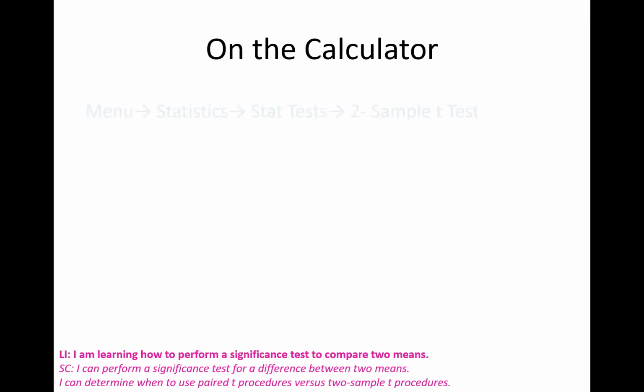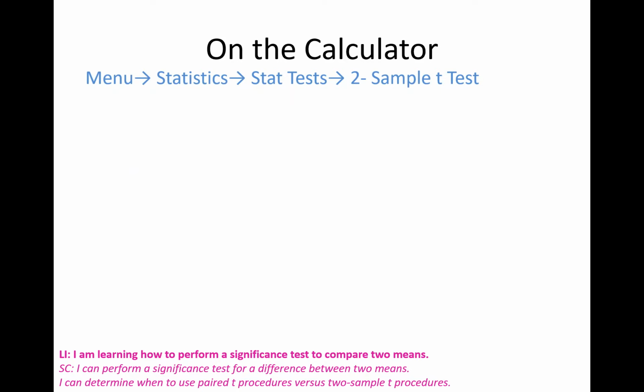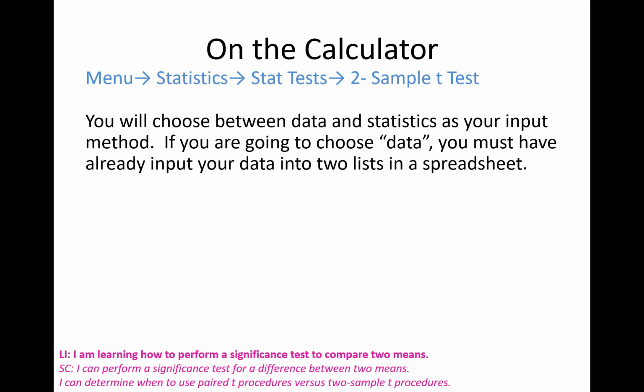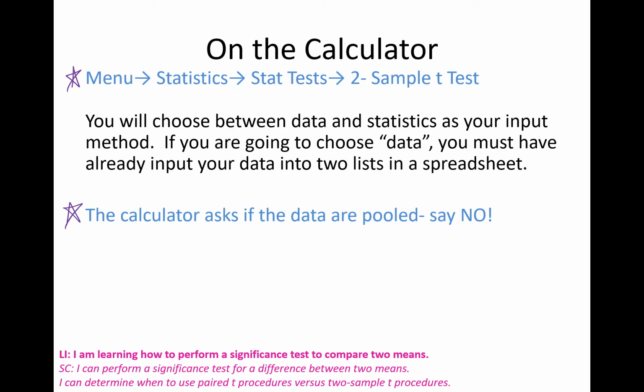All right, on the calculator. We had already talked about this, but just in case, here are the steps. So take a minute and write those down to get to the 2-sample t-test. We actually did this already on our calculator. And then, of course, we're going to be choosing between data and statistics as our input method. We saw that when we did this problem. If we choose data, we must have already input the data into the lists in the spreadsheet. And we saw that because we ran into that exact problem. And then the calculator asks if the data are pooled, and we're going to say no. So these two things are what you are writing down. You don't have to write down the other things.